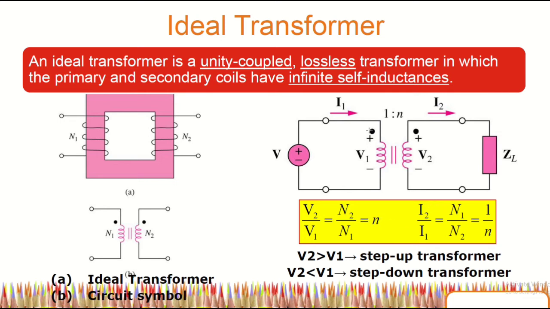And if you look at the current, current is opposite, where I2 over I1 equals N1 over N2, so it's opposite of the turn. Okay, and it is equal to 1 over N. So if V2 is larger than V1, we call it a step up transformer. If V2 is less than V1, we call it a step down transformer.